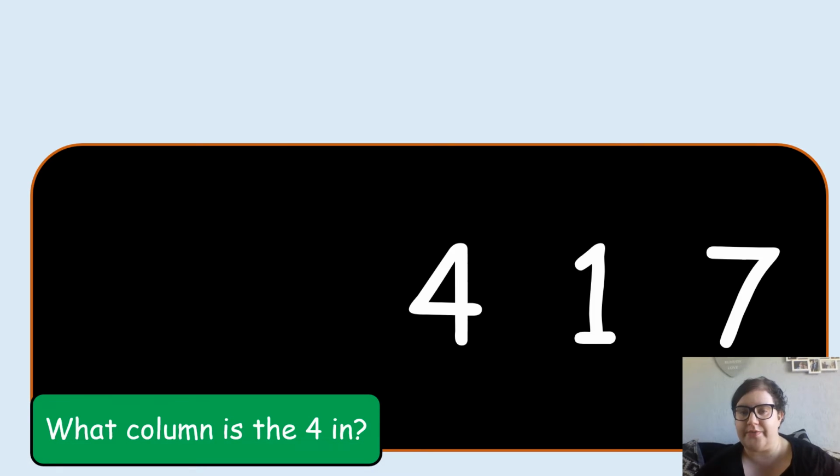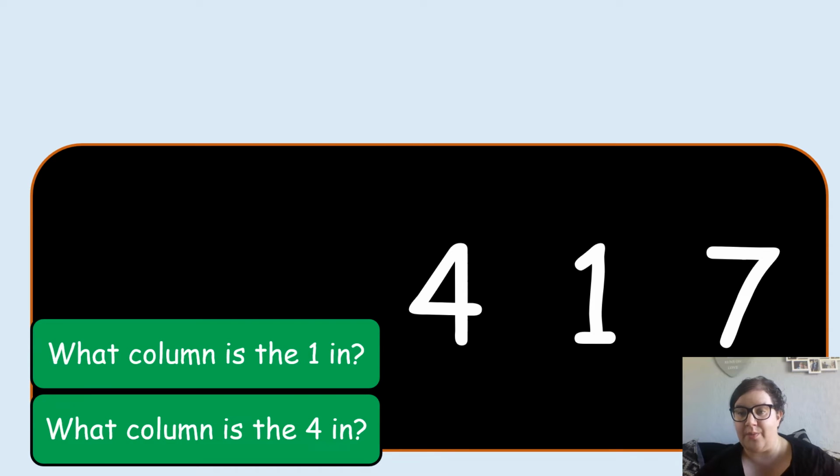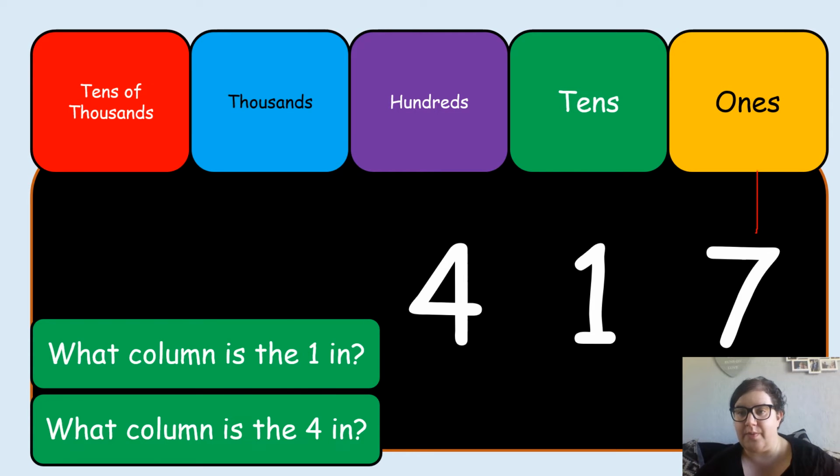This time we've got a 3-digit number, 417. What column is the 4 in? Is it a 1, a 10 or a 100? What column is the 1 in? Is it a 1, a 10 or a 100? Let's have a look. Starting with the ones, we've got 7, which is a 1. The digit 1 is in the tens column, so it represents the number 10. And the digit 4 is in the hundreds column, so it represents 400. So the number is 417.